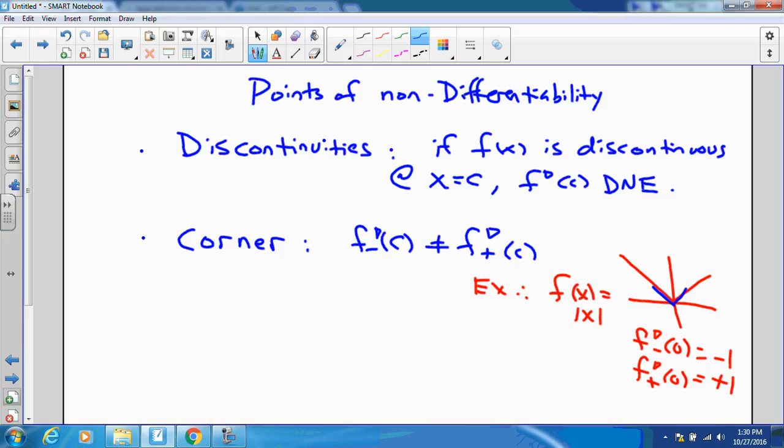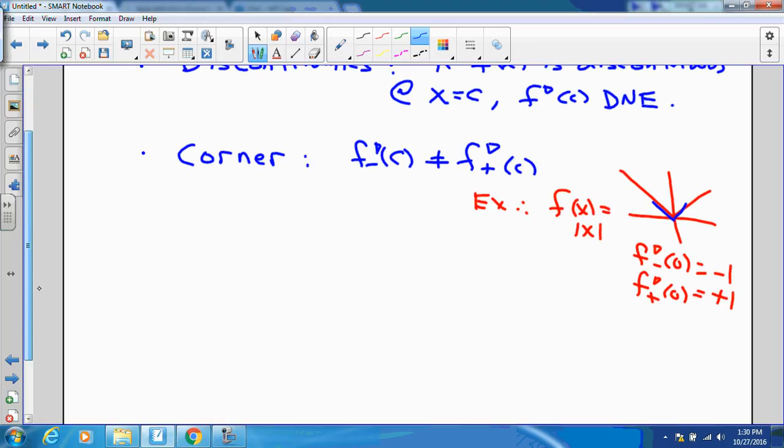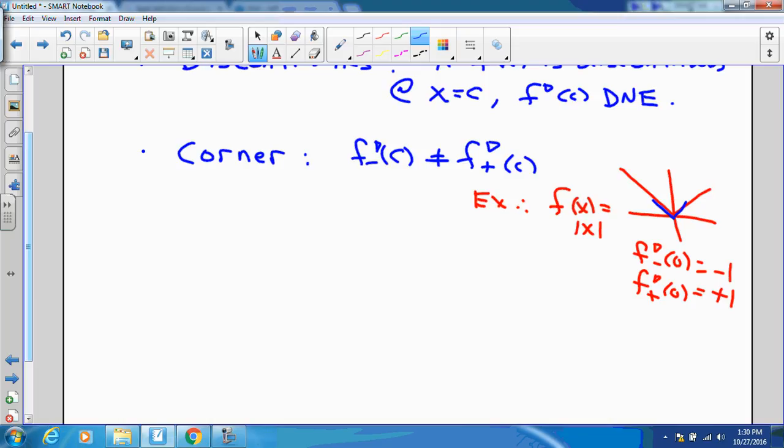That's it. So that was our corner. Then we had vertical tangents.